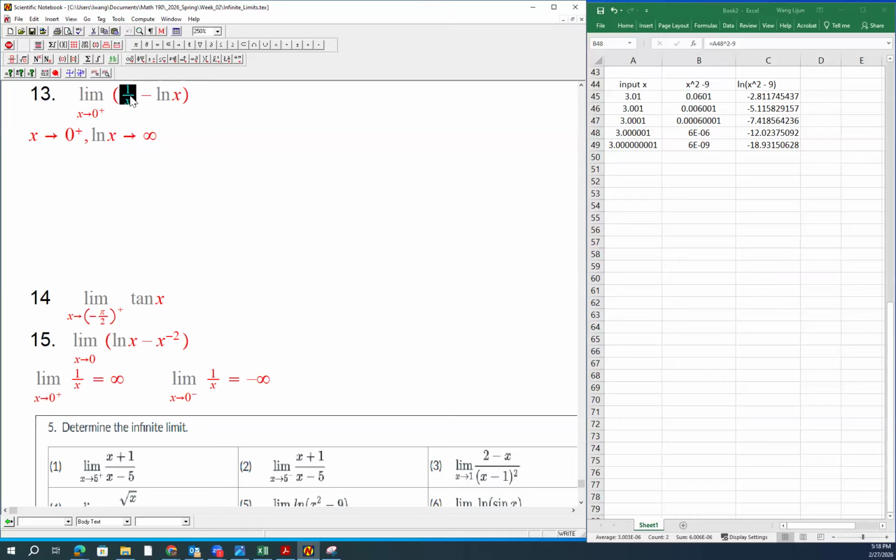So a positive infinity subtract a negative infinity. Remember, negative ln x approaches positive infinity, so it's more like infinity minus negative infinity. That's going to be positive infinity plus positive infinity, and of course, that's going to be a positive infinity.